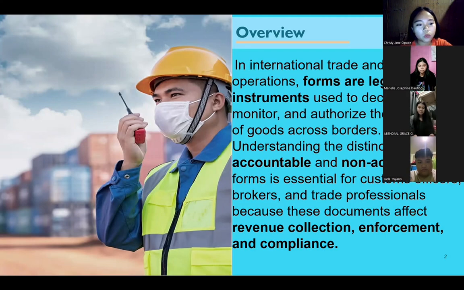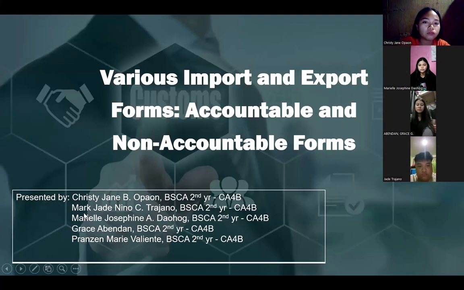So in this report, we will focus on the different types of forms used in importation and exportation, especially accountable forms and non-accountable forms. We will discuss their meanings, purposes, and how they are used in real transactions. Through this presentation, we aim to give you a clearer understanding of how these documents play a vital role in the smooth flow of global trade. So our topic is all about various import and export forms, accountable and non-accountable forms.